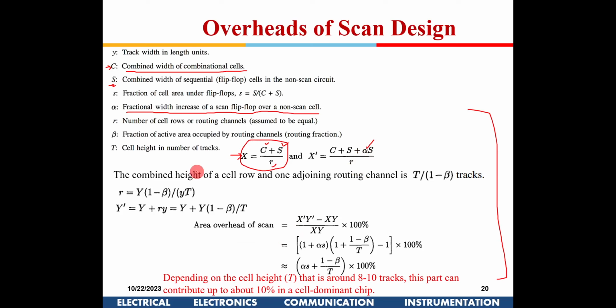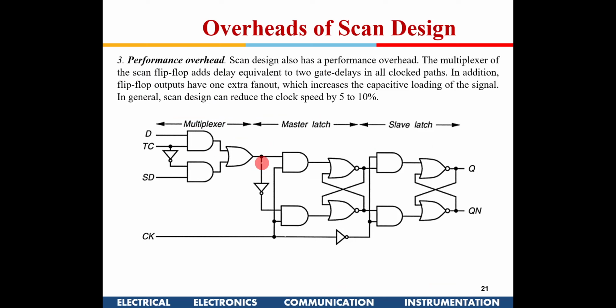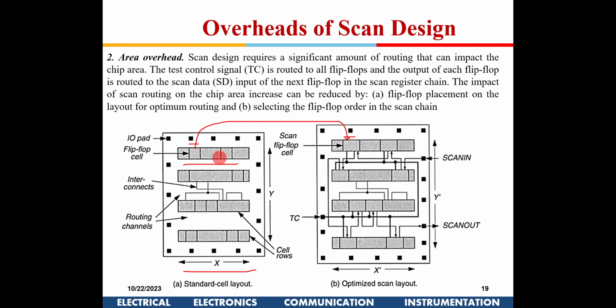Similarly, if I have to compute the height, capital T is defined as the cell height in number of tracks. It is not in absolute nanometers or micrometers, it is the number of tracks for a cell height. That means T is the height of the cell. The height of the cell is generally fixed for each cell, when you pick from the standard library, these cells are generally kept the same.